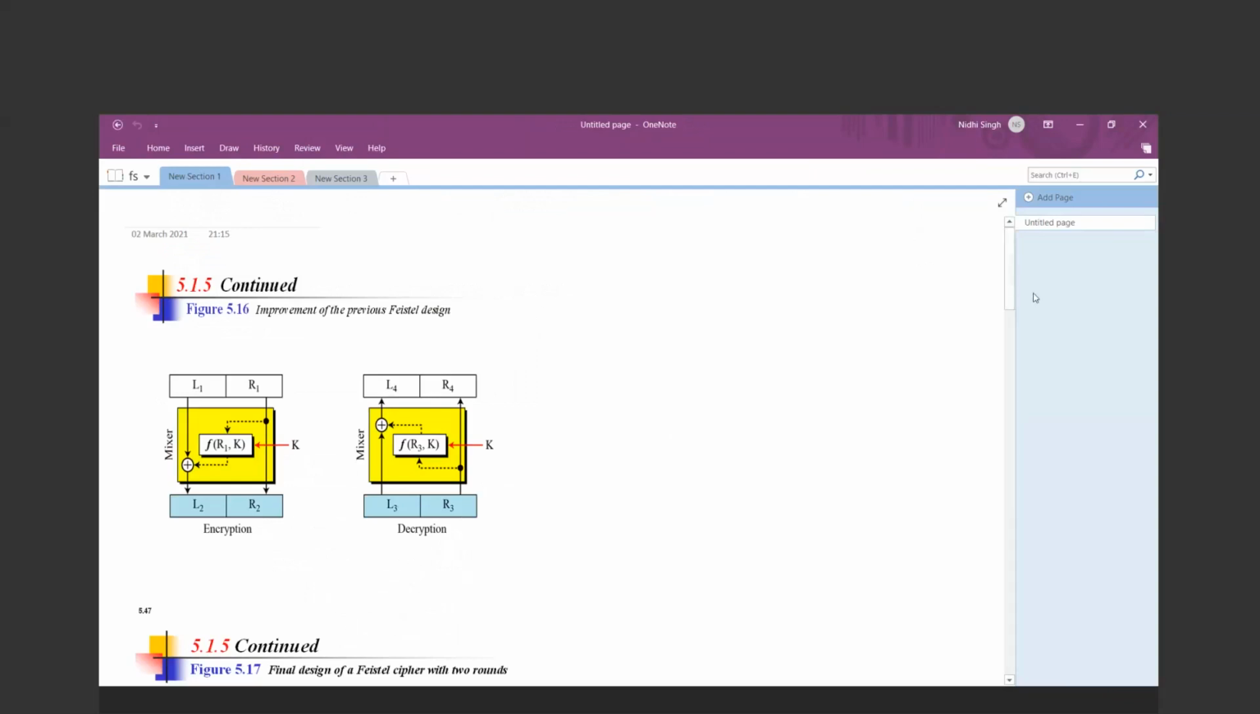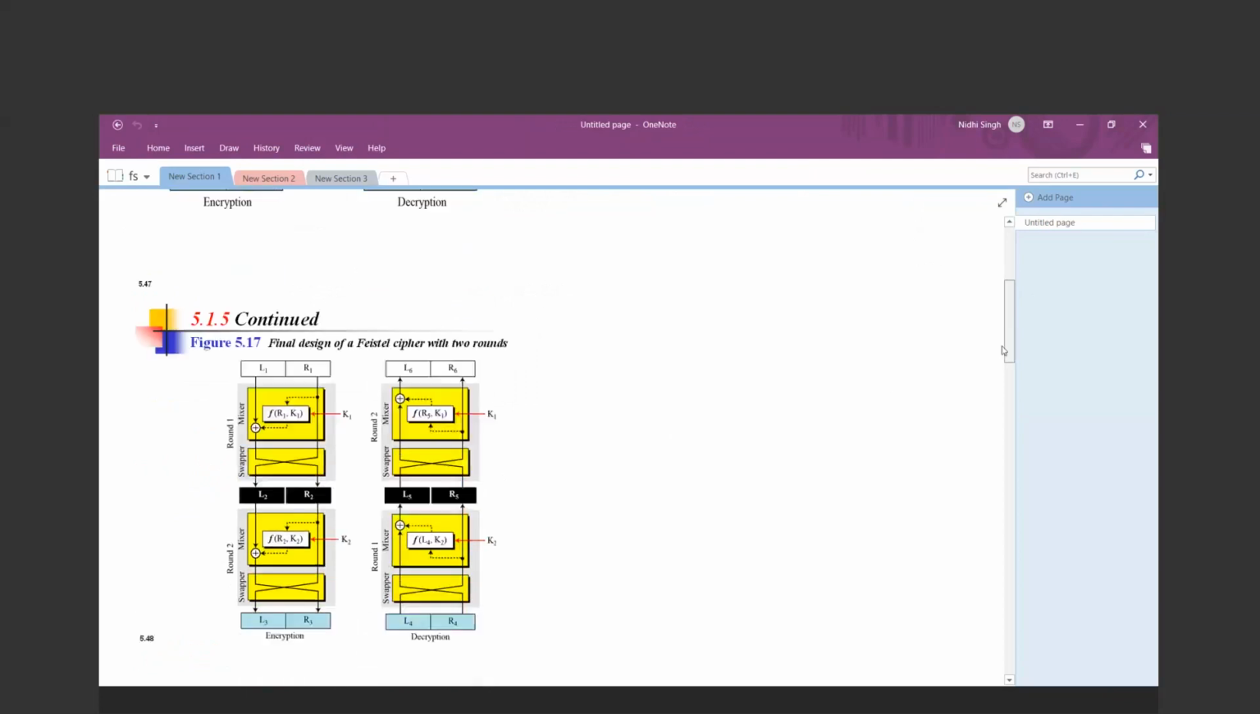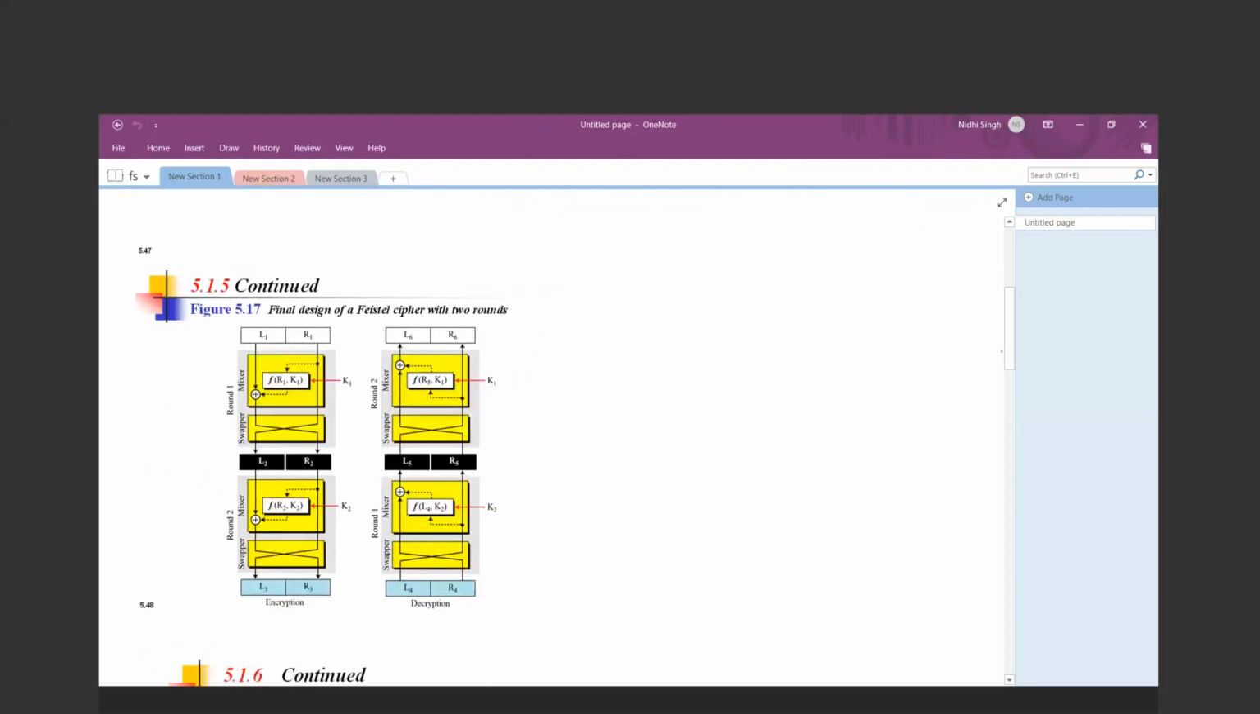And for the swapping, the final design of the cipher with two rounds. You can see that whatever the R1 is generated will go towards the L2 block, and whatever the L1 is generated after the XORing will go towards the right hand side block. So for the iteration, we can increase our rounds.